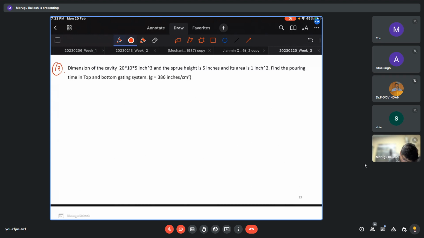How much are you getting for top? Top is straightforward. Everything is given in inches, so no need to worry. So top is very simple. We have 20 into 10 into 5, divided by, screw height is 5 inches and area is 1 inch square, into square root of 2 into g, which is 386, into 5.